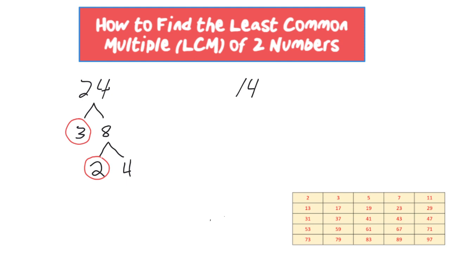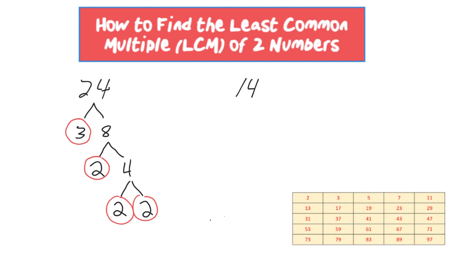Then I look at 4. Is 4 in my table? 4 is not on my table. And so that means I can break 4 down even further. And so that's what I'm going to do. What two numbers can I multiply together to get 4? 2 times 2 equals 4. And as we already know, 2 is a prime number, and so I'm going to go ahead and circle those. All right, 2 times 2.